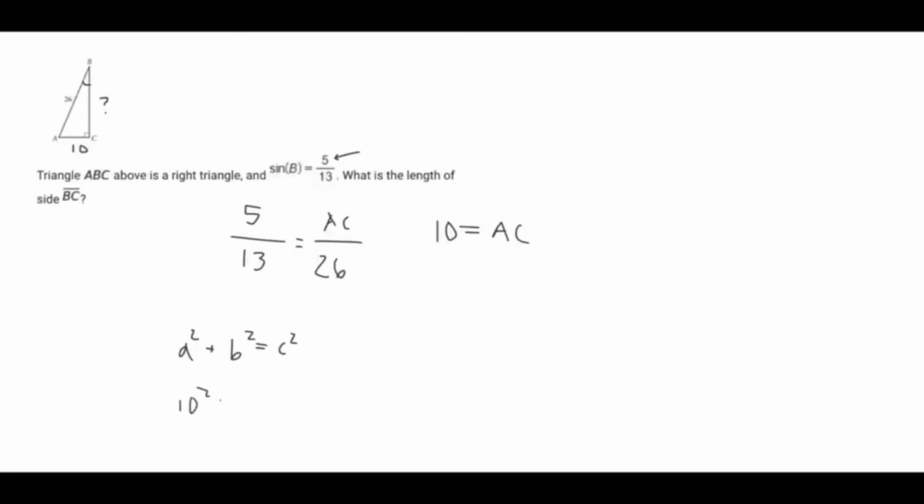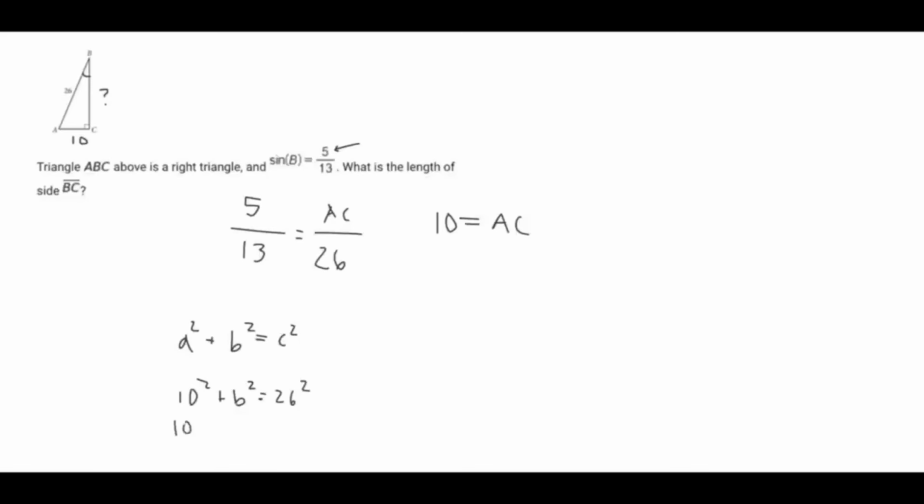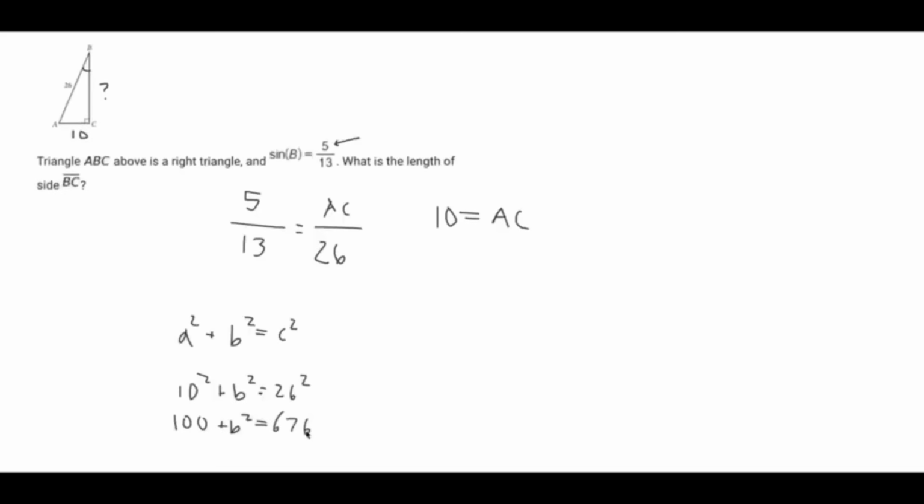So we have 10 squared plus B squared equals 26 squared. All right, so 10 squared is 100 plus B squared. 26 squared is going to be 676. And if we just rearrange this equation, we get B squared equals 576. And if we take the square root of both sides, we find that B is equivalent to 24. Therefore 24 is our answer, the side length of side BC.